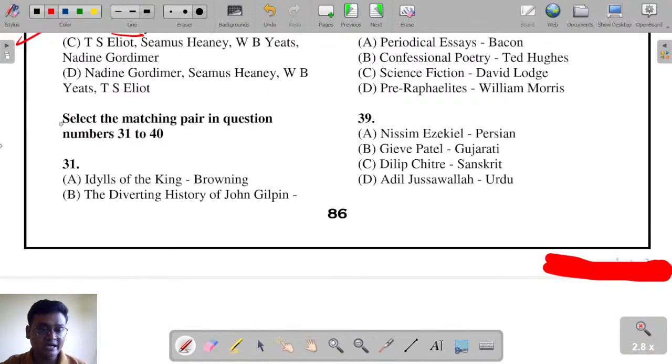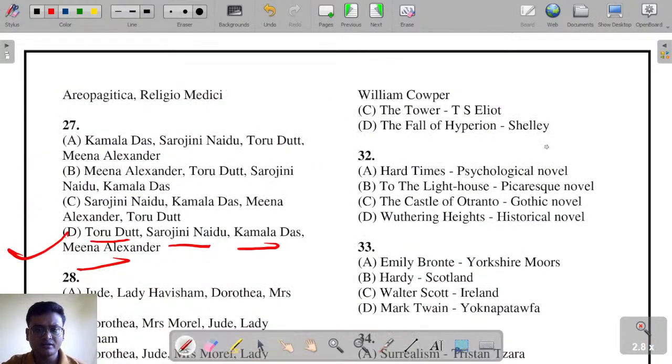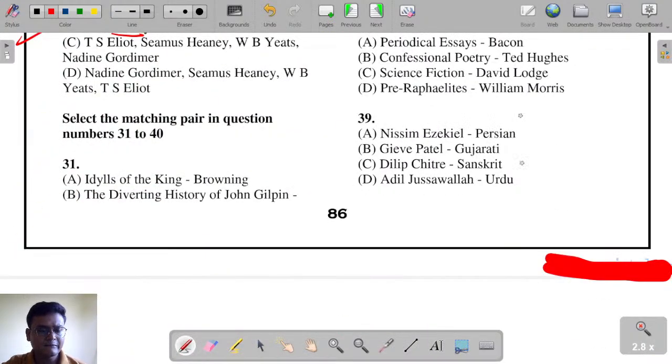Select the matching pair in questions. Idylls of the King, Browning, The Diverting History of John Gilpin. Which one here? Question 31. The matching pair: Idylls of the King, Browning. The Diverting History of John Gilpin. Then you have The Tower by T.S. Eliot, The Fall of Hyperion. So here actually this one is the right answer. Idylls of the King is a poem by Alfred Tennyson. This one is right here. Whereas Idylls of the King is not by Browning, it is by Alfred Lord Tennyson.